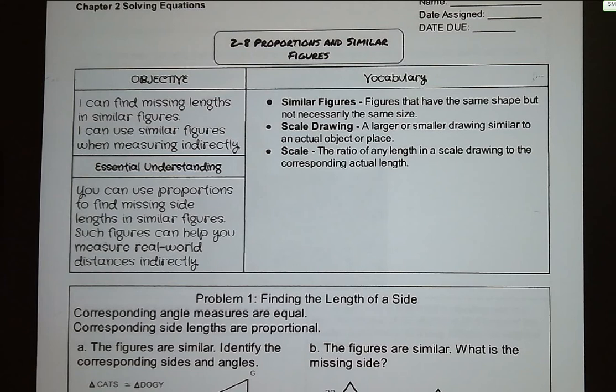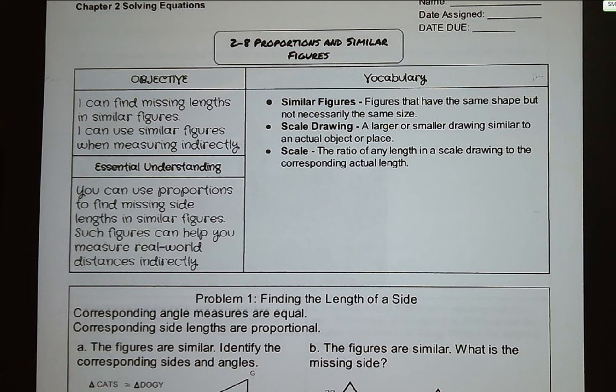Our objective for this lesson is that I can find the missing length in similar figures, and I can use similar figures when measuring indirectly. Our essential understanding is that you can use proportions to find the missing length in similar figures, and such figures can help you measure real-world distances indirectly.